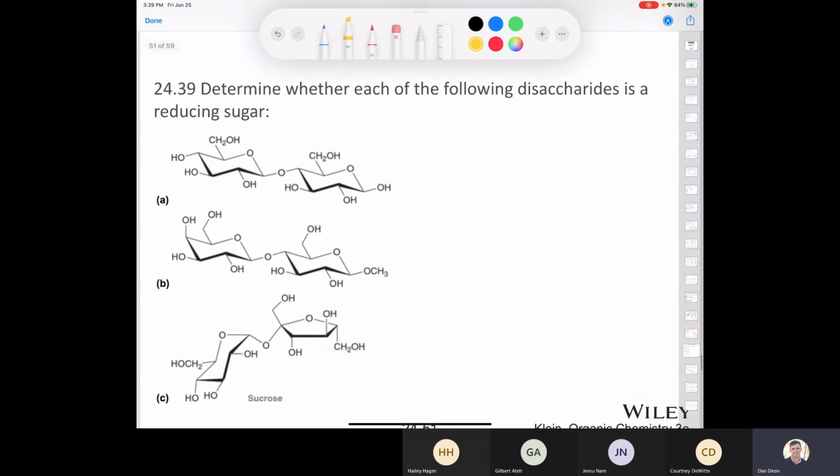Now, let's take a look at some disaccharides. We're not even concerned with the names of the disaccharides. Well, the last one is sucrose, it tells you. But we just want to know, are these reducing sugars, yes or no? Could anybody tell me, would A be a reducing sugar, do you think?